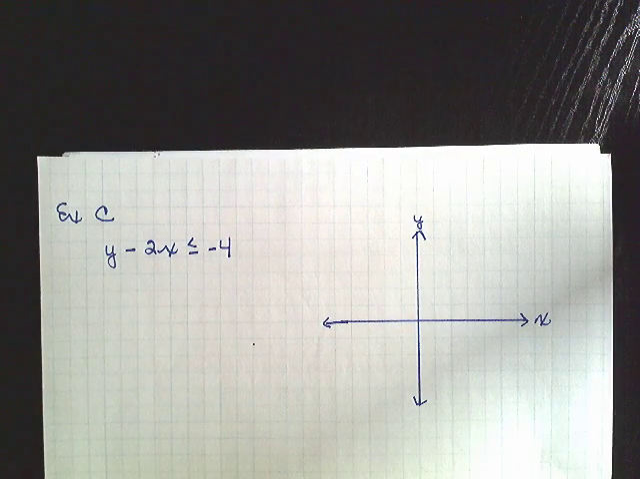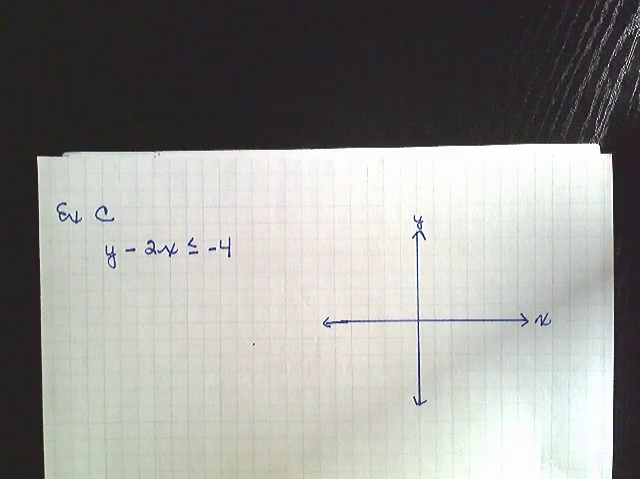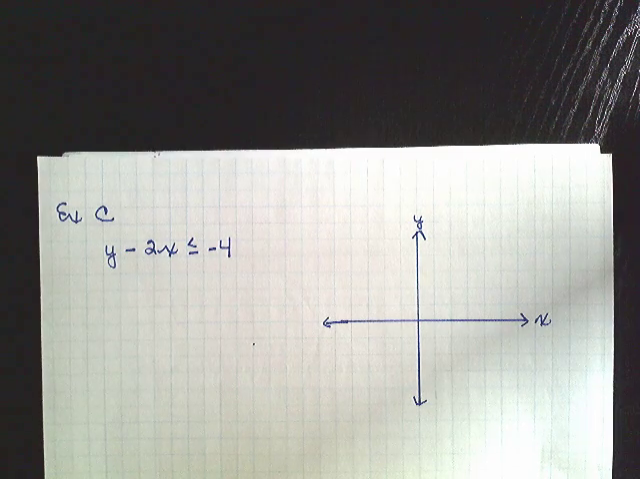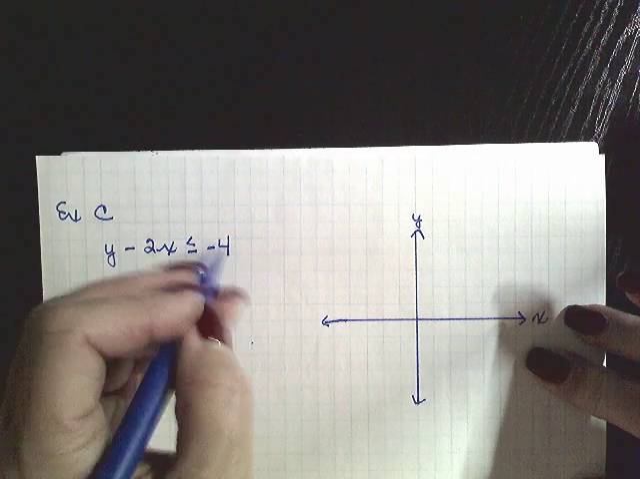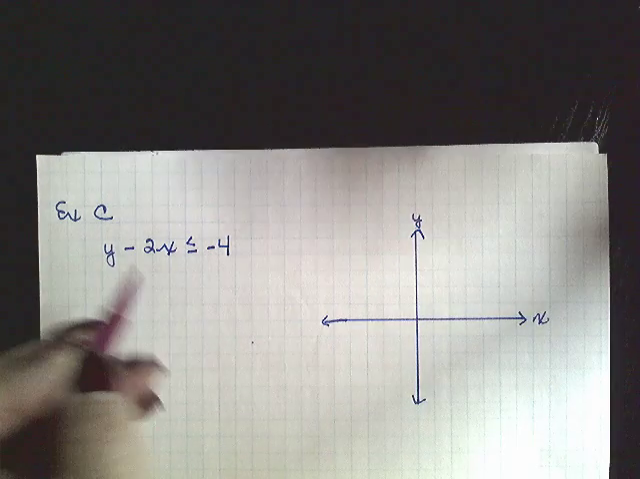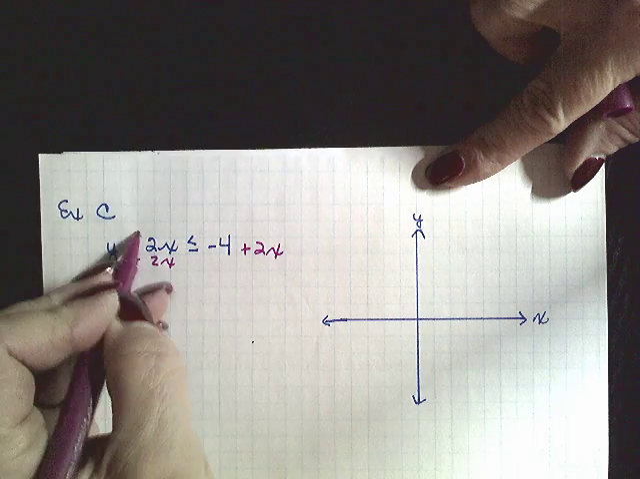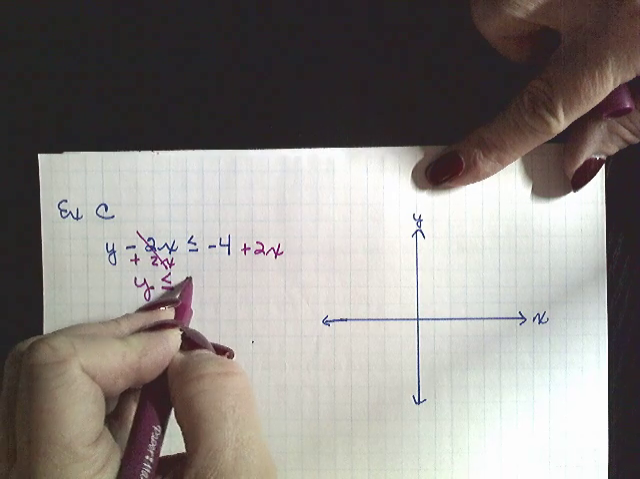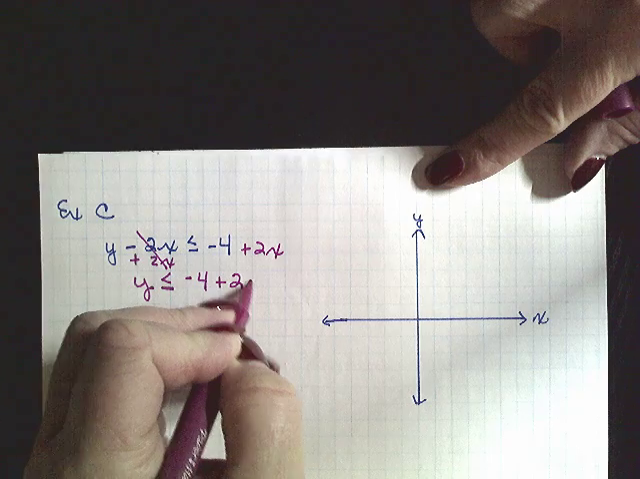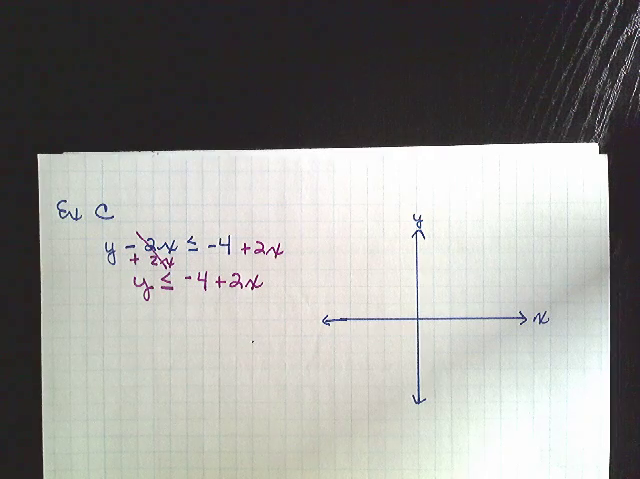All right, now the thing that we have to realize is that we need to make sure this is in y equals mx plus b form. We want to isolate the y by itself because it makes it easier to graph the line and to find ordered pairs that would satisfy it. So in order to do that, I'm going to take my equation and add 2x to both sides. And now I'm going to be in y is less than or equal to -4 plus 2x.